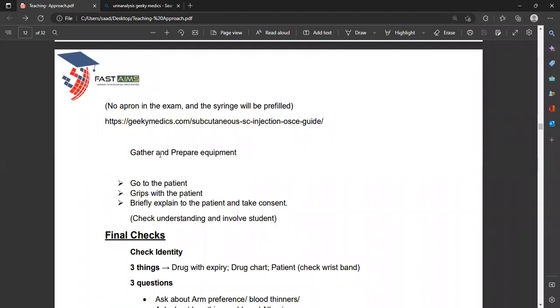Okay, Lori, we have gathered our equipment. Now we will go to the patient. We will greet the patient, introduce ourselves, briefly explain what we are going to do, and then take consent from the patient. These things are important, because you are showing the examiner that you know what consent means, what it means to tell something before doing any procedure, and the value of consent in hospital settings. So you will get extra marks for this.